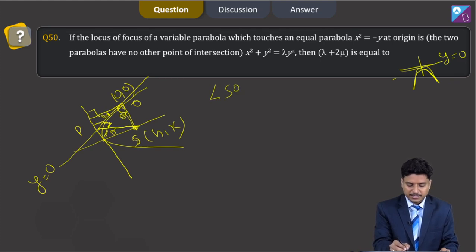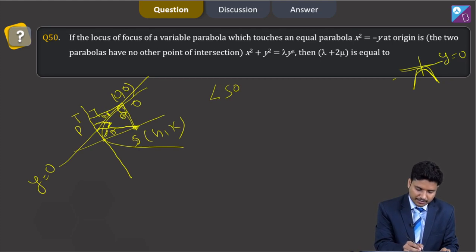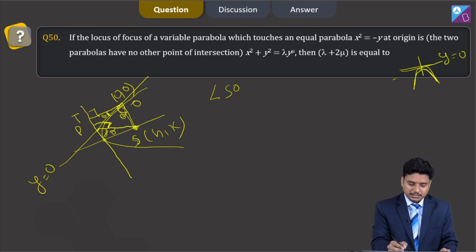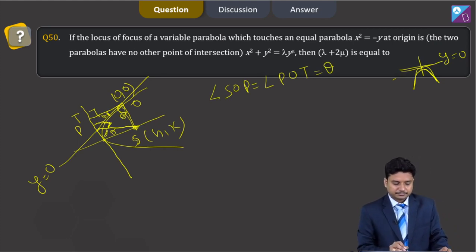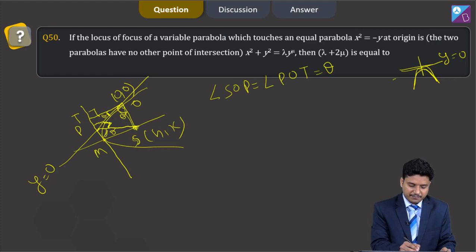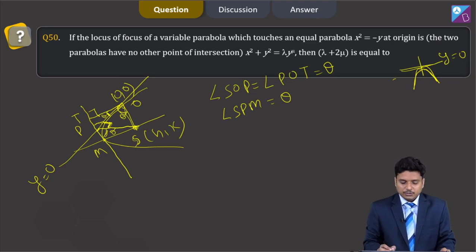So you can write this SOT, in fact this point is P, and this point suppose I am putting it as T. So angle SOP is equal to, in fact, POT, that is equal to theta. And now suppose this point is M, so we are getting SPM as also theta, because as these two were theta, this was 90 degrees, here we are 90 minus theta, another 90 degrees was there, so we are left with angle theta. So angle SPM is also equal to theta.